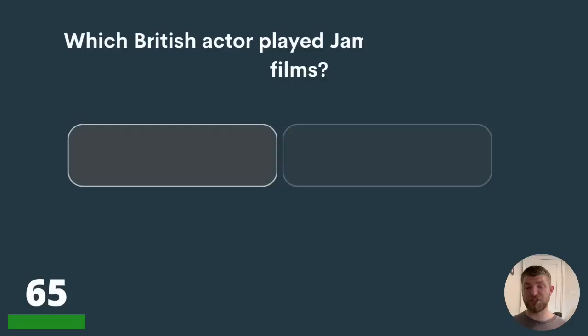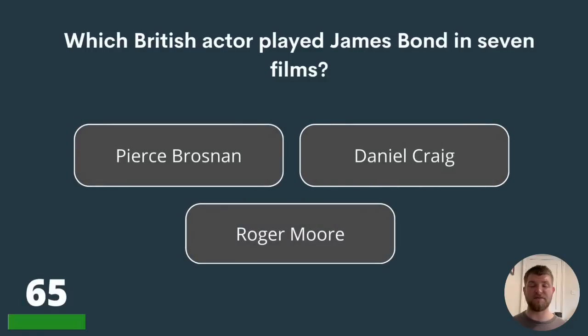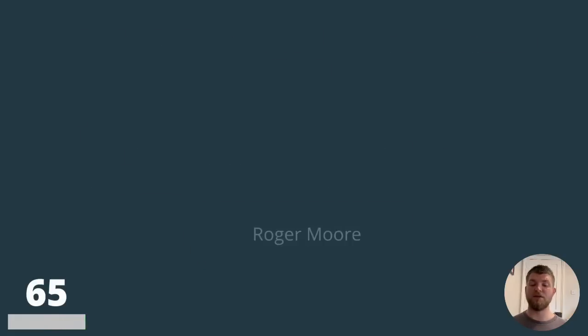65. Which British actor played James Bond in 7 films? Pierce Brosnan, Daniel Craig, or Roger Moore? The answer is Roger Moore.